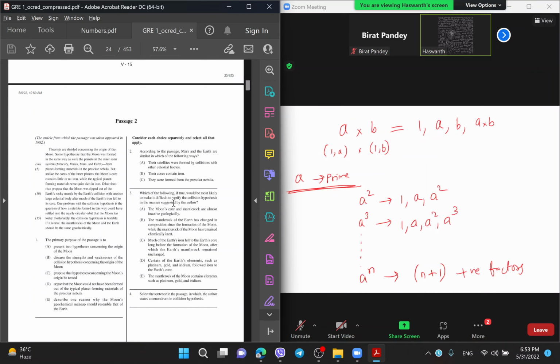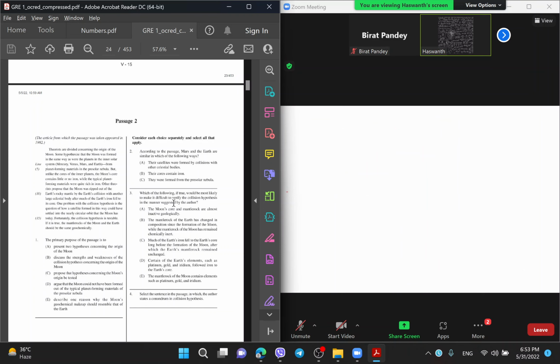For example, let's say you need to know how many positive factors 200 has. First step, prime factorize this. Express it as product of powers of prime numbers. 200 can be written as 8 into 25. 8 means 2 cube, 25 means 5 square. 2 cube into 5 square.